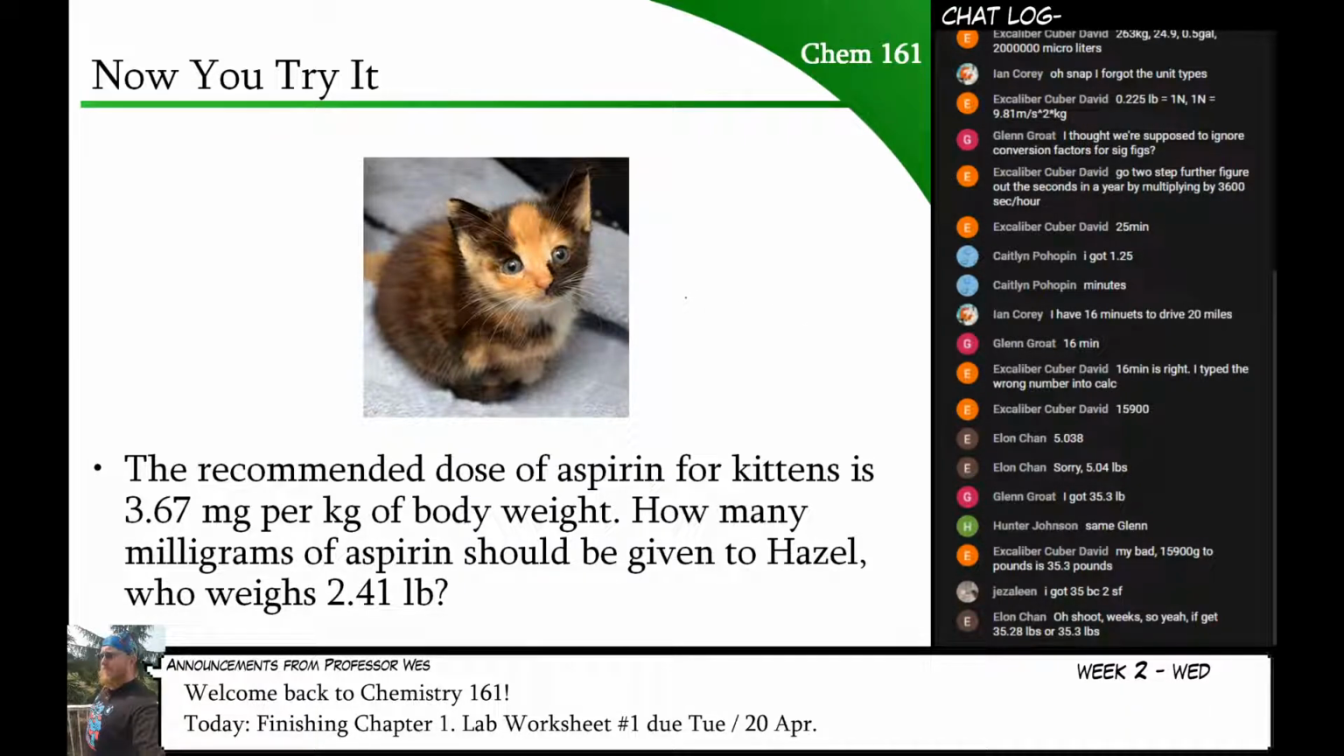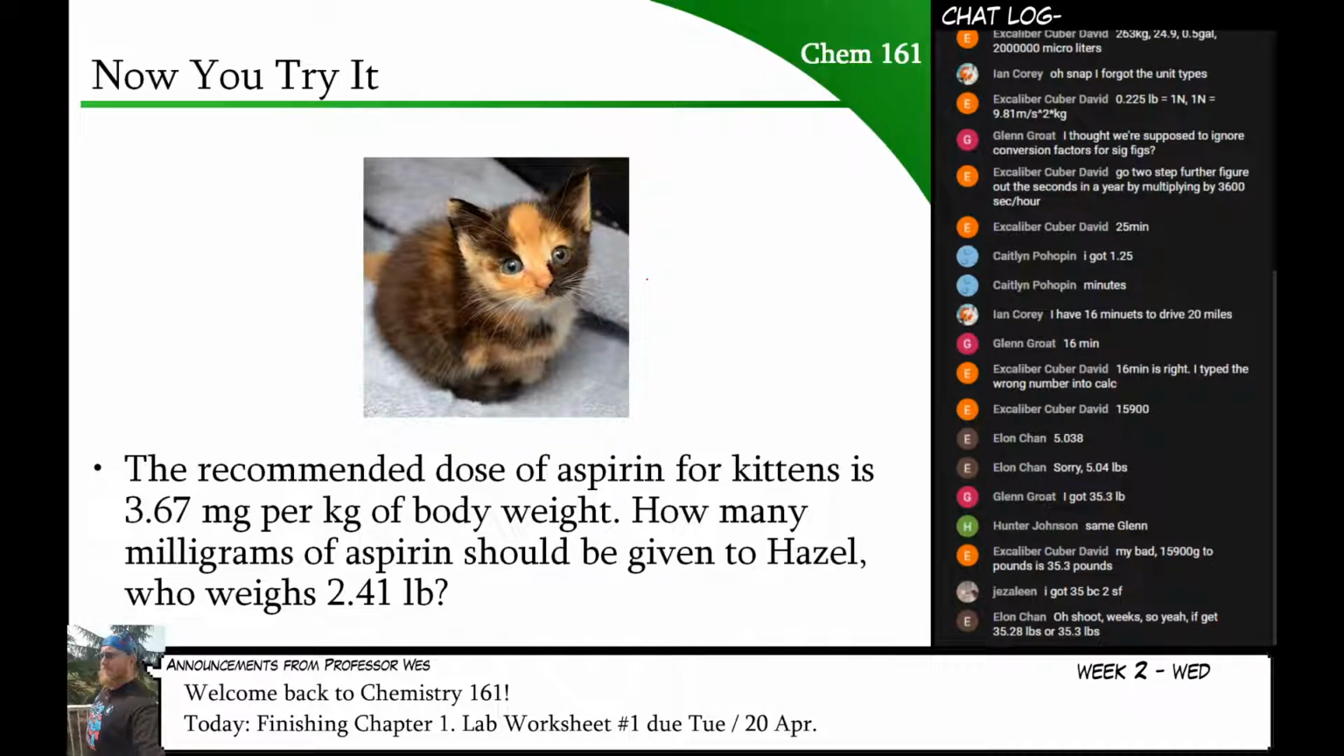Hazel weighs 2.41 pounds because she is small. And the recommended dose of aspirin for kittens is 3.67 milligrams of aspirin per kilogram of body weight. How many milligrams of aspirin should be given to Hazel?